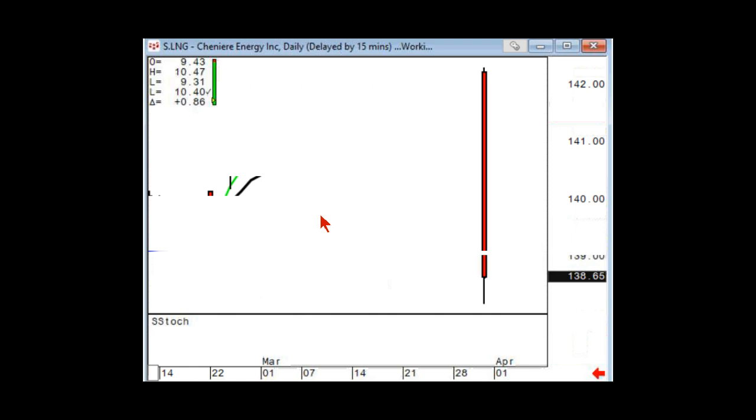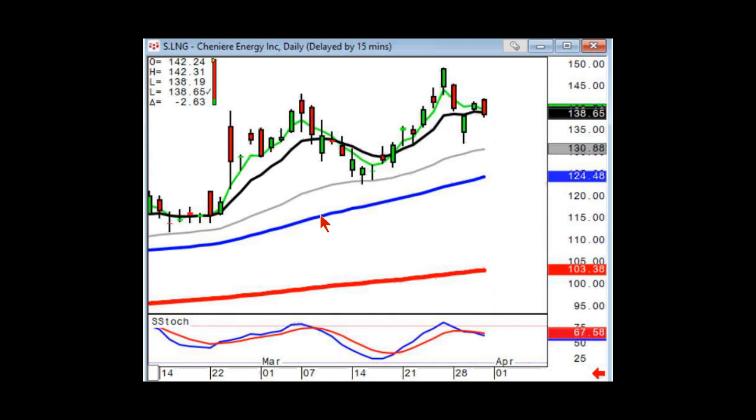Oh, boy. Am I looking at the right one? Tom? No, that's not a spinning top. Meaning today, a spinning top looks more like this, with a small body. That's a bearish engulfing signal after a bearish kicker signal.